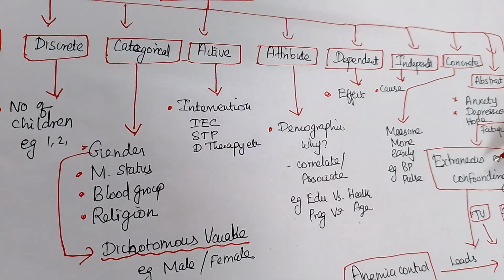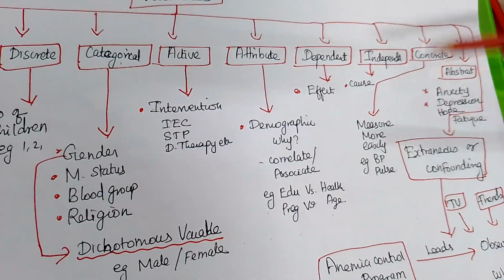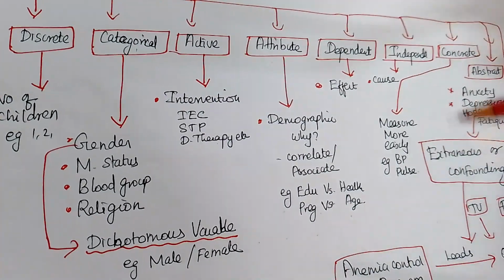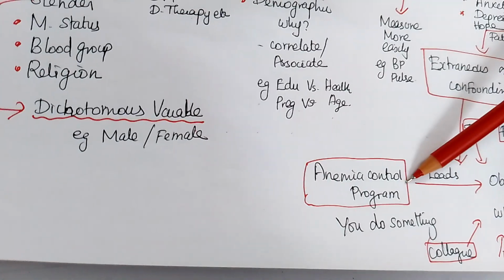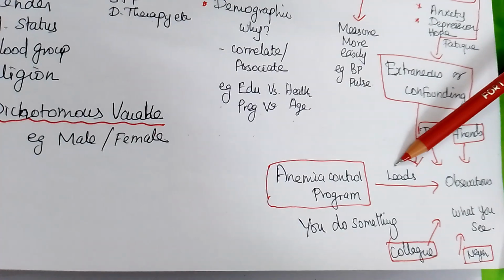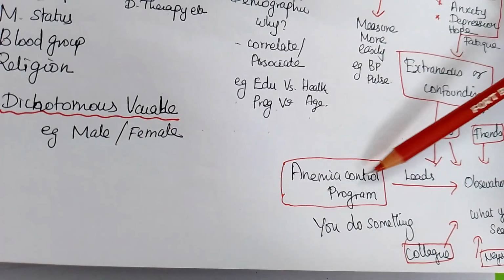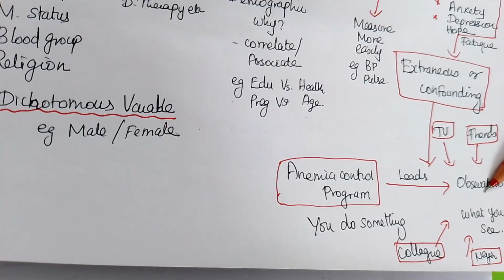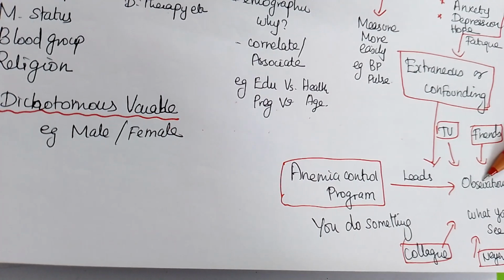Then another one is called the extraneous or confounding variables. As I told you in the introduction, what is an extraneous variable? For example, an anemia control program. I am controlling anemia by some intervention and making observations. I may think that because of my amla and honey intervention only, anemia is reduced during my observation. I may think that, but there are so many factors that will affect my observation.